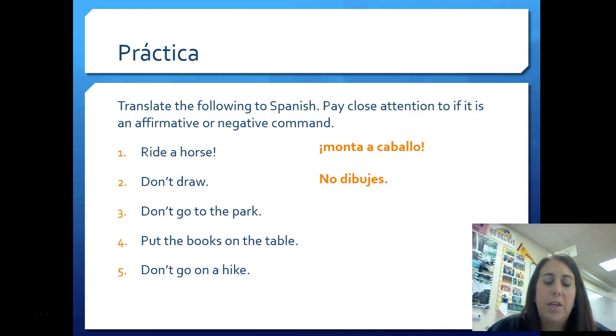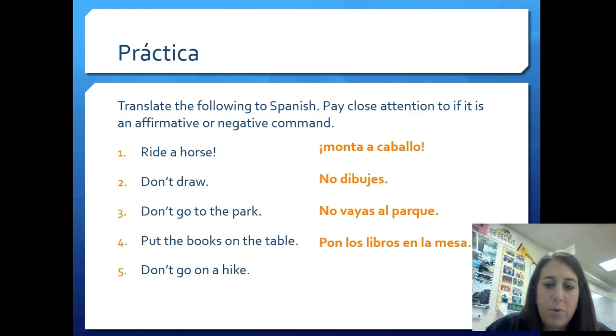Don't go to the park is irregular. Remember, to go is ir, so it'd be no vayas al parque. Put the books on the table. Remember, our verb poner is to put, and it is an irregular positive command, so it'd be pon los libros en la mesa. And then finally, don't go on a hike. No des una caminata. Remember, to take a hike is dar una caminata. So working on your vocab a little bit as well.